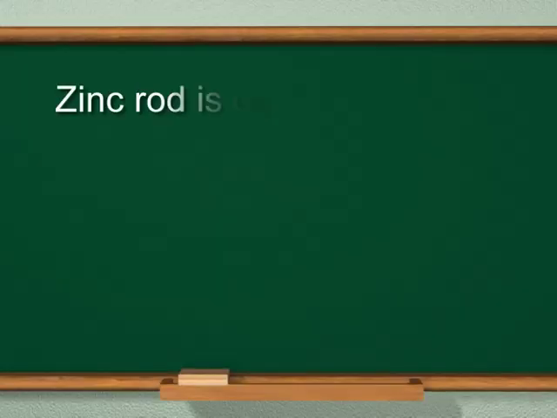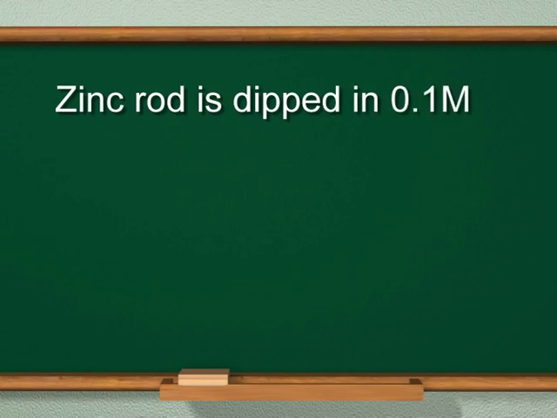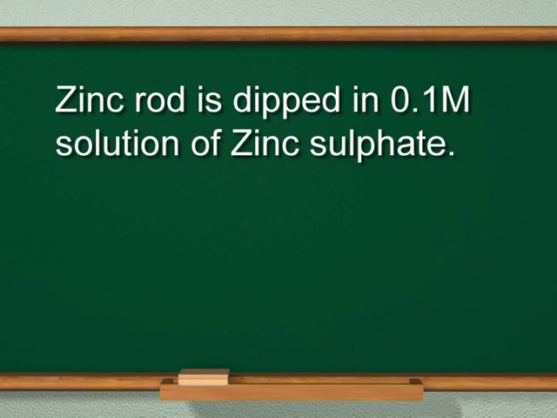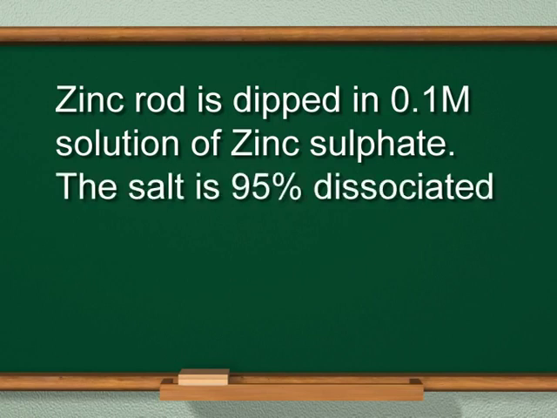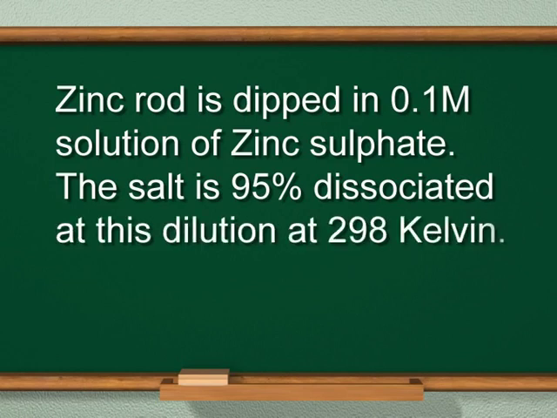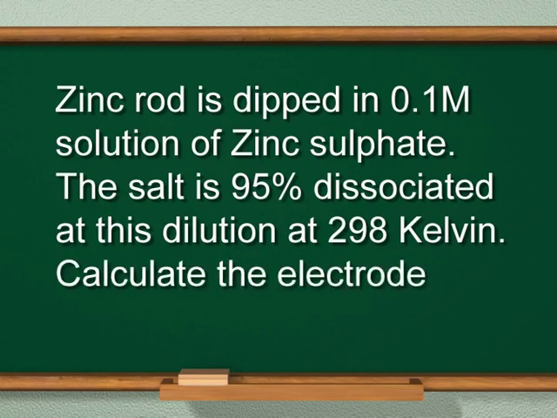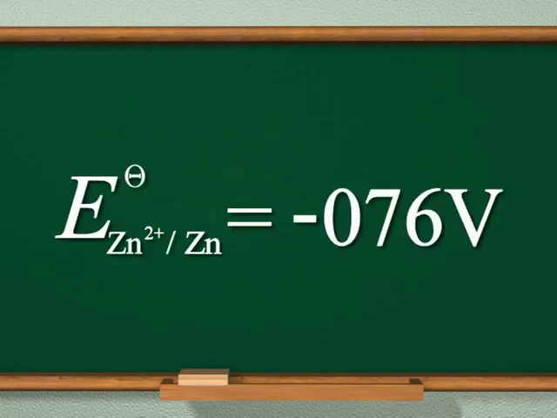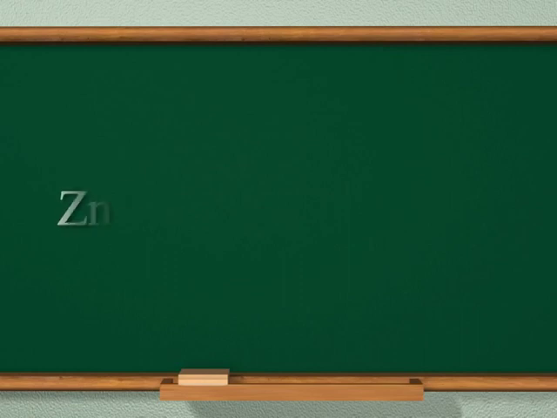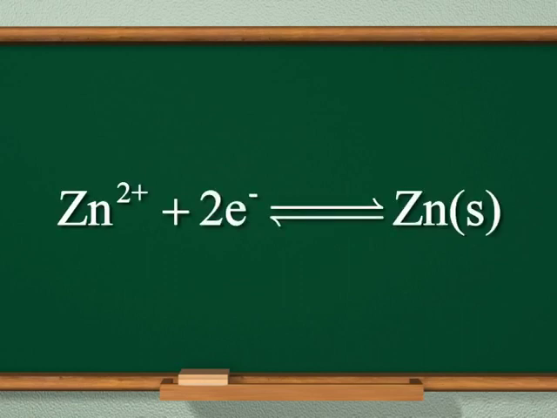Question is, zinc rod is dipped in 0.1 molar solution of zinc sulfate. The salt is 95% dissociated at this dilution at 298 Kelvin. Calculate the electrode potential given that standard electrode potential for zinc is minus 0.76 volts. And the answer is, the electrode reaction is as shown on the screen. This means that zinc ions accept 2 electrons to form Zn metal in solid state. This reaction is reversible.